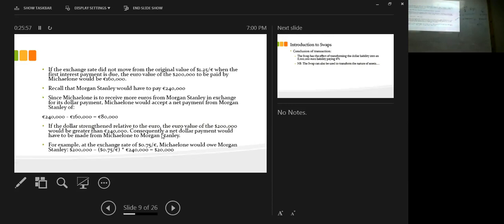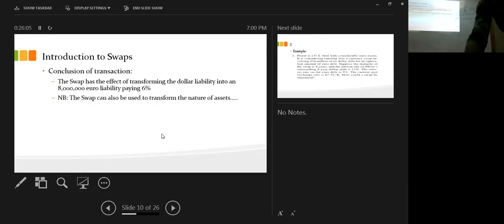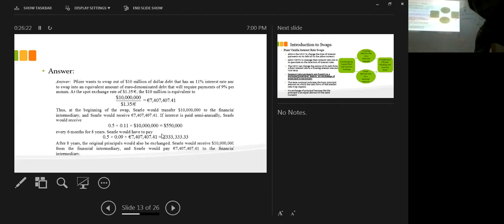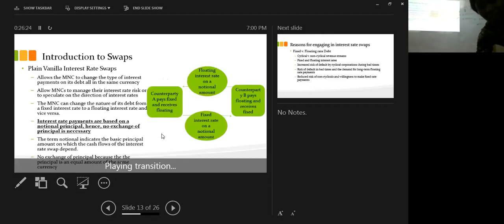Here, I just tried to show you what the net payment is based on different exchange rates again. So, in conclusion, the swap has the effect of transforming the dollar liability into a euro liability, paying 6%. Okay, so like two more slides, or I'm not bothering to go through that. Interest rate either.